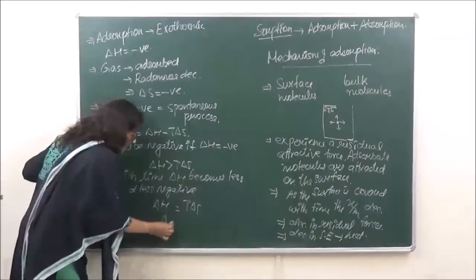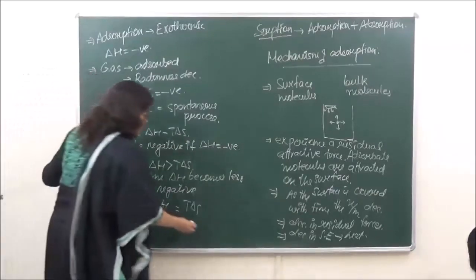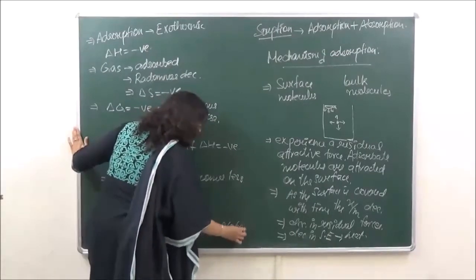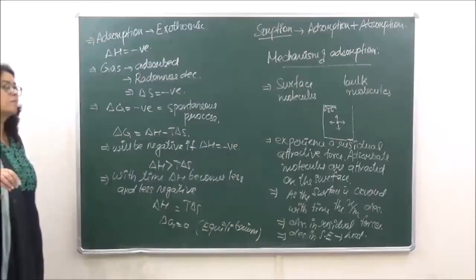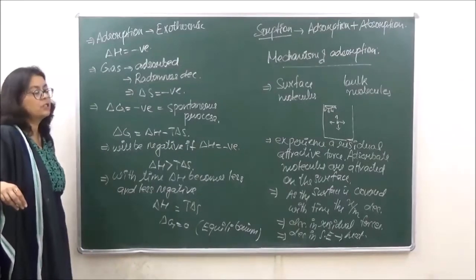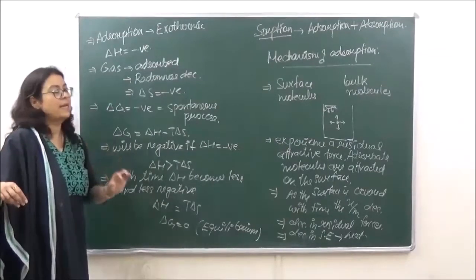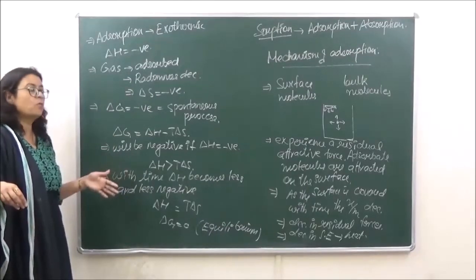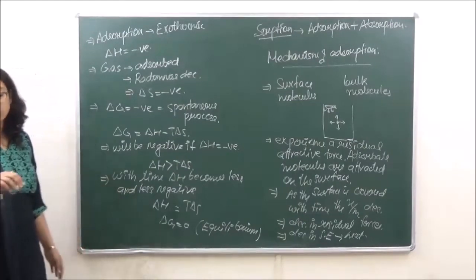So we say that at this point, delta G becomes equal to 0, and this point is known as equilibrium, when the rate of forward reaction becomes equal to the rate of backward reaction. So that is going to be when delta G becomes equal to 0. So the amount of gas adsorbed, or we say the extent of adsorption, is equal to desorption. जितनी गैस एब्जॉर्ब होगी उतनी ही गैस that is going to leave the surface. So this is the theory of adsorption.